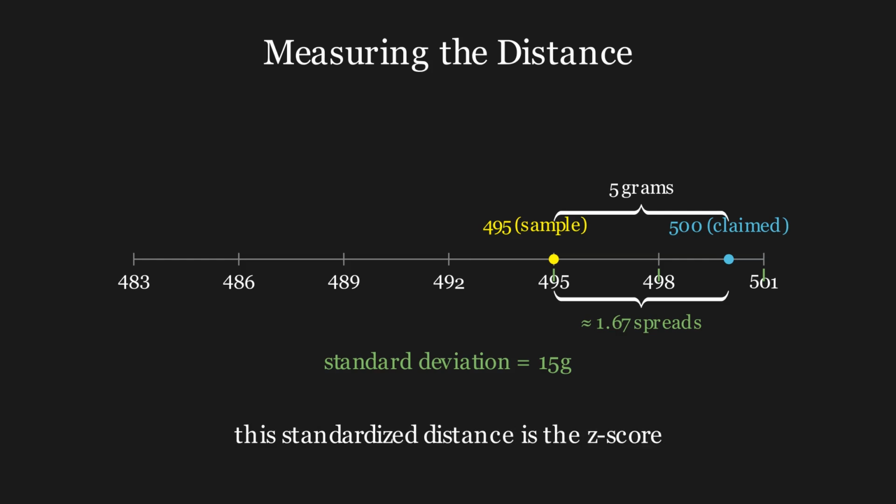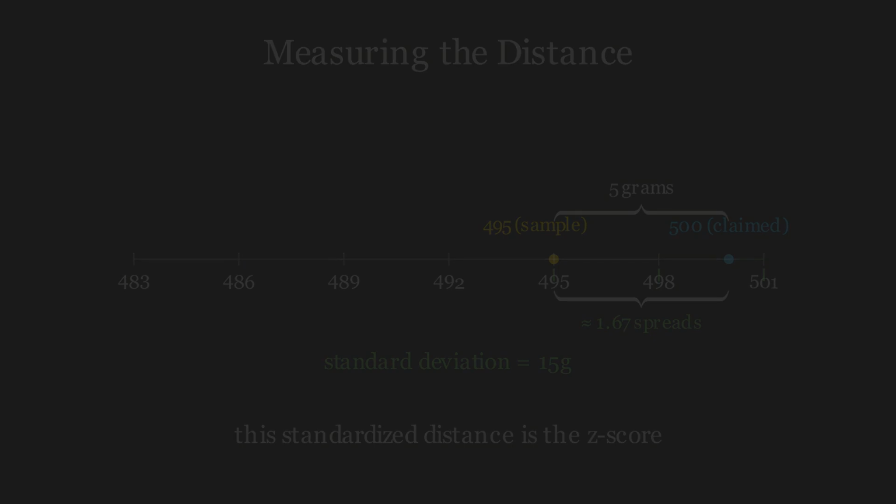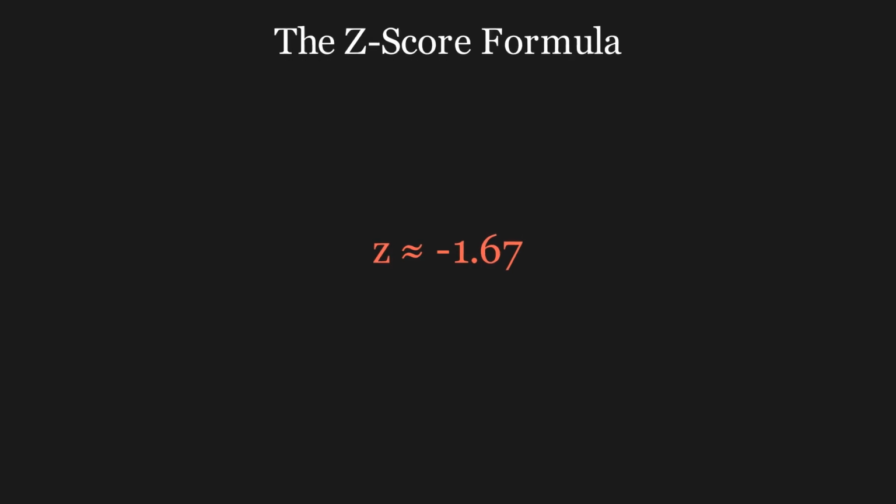Here's the formula, spoken out. Take your sample average, 495, subtract the claimed average, 500, giving you -5, then divide by the standard deviation, 15, divided by the square root of your sample size, 25. The square root of 25 is 5. So 15 divided by 5 is 3. -5 divided by 3 gives us a z-score of about -1.67.